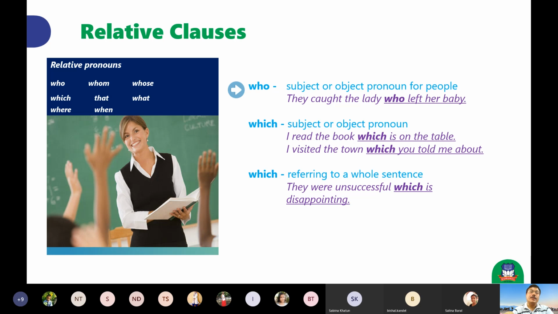So next, sometimes which is used referring to a whole sentence. They were unsuccessful, which is disappointing. So referring to the whole sentence: they were unsuccessful, which is disappointing. This refers to the whole sentence. This way also which is used. Okay. Did you take them? Yes, sir.